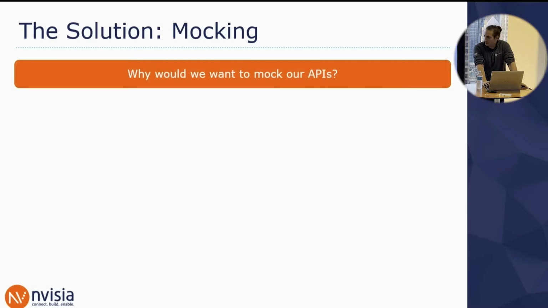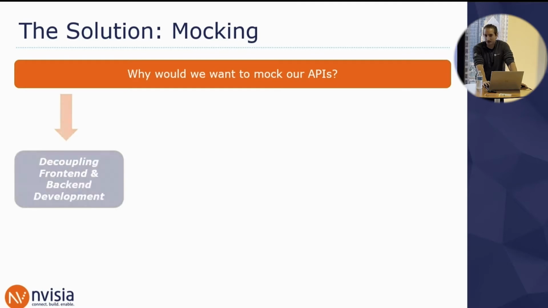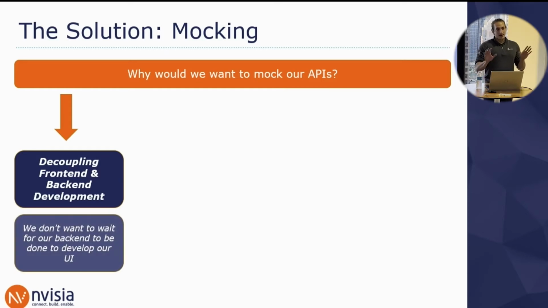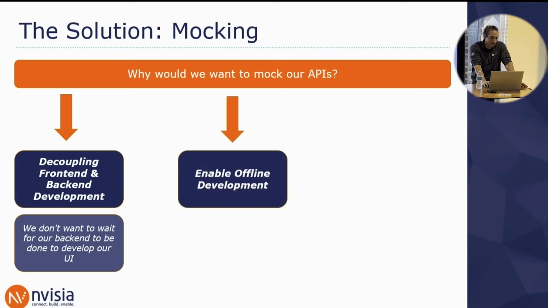But before we get into this MSW stuff, why do we want to mock our APIs? I kind of alluded to this, but you really want to be able to decouple your front end from your back end. You don't want to have to rely on your backend folks to have everything done in order to do your front end development. You just want to be able to say, hey, we're going to agree on a contract, and I'm going to implement the UI, you're going to implement your backend, and when we're both done, the entire thing is done.